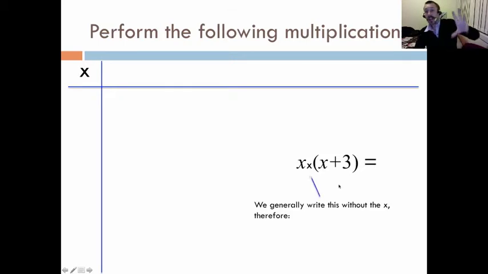So that means x times everything that's in the brackets. Now we actually don't need to write the times in the middle there, because we can just write it out as x bracket x plus 3. So if you see something like this, it means that there's a little hidden times there anyway. So let's go through and do this.